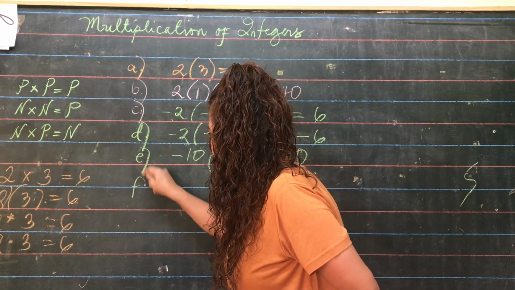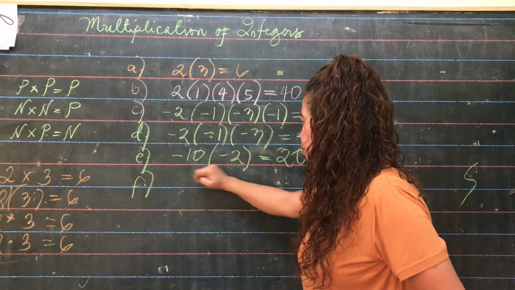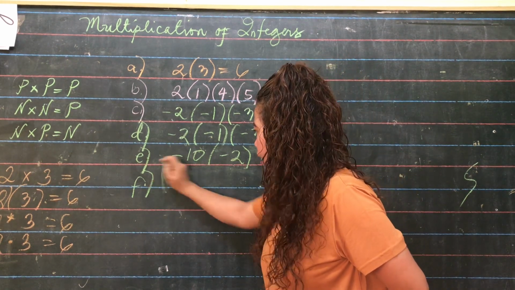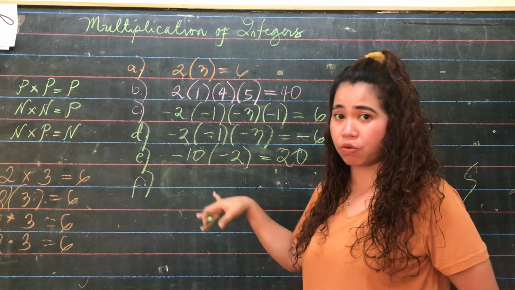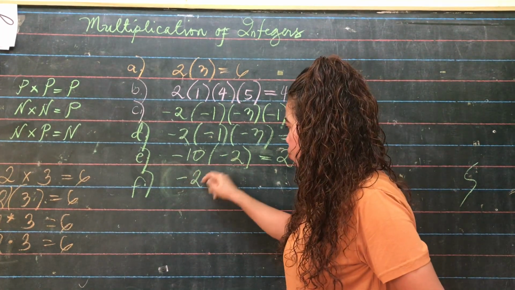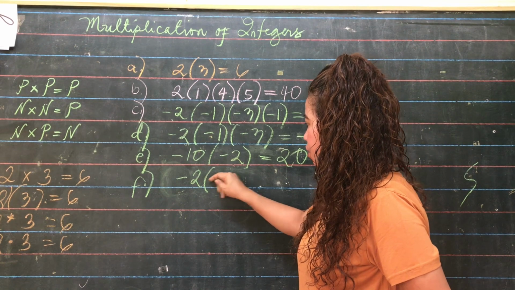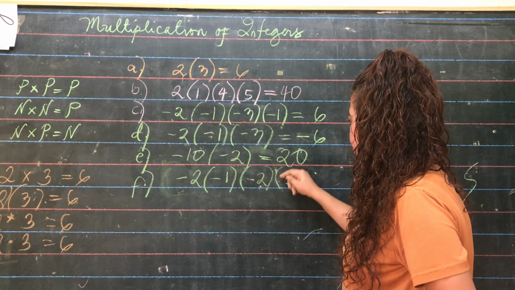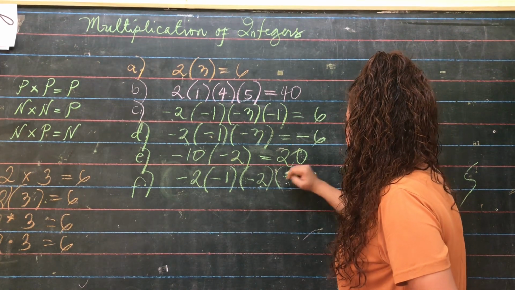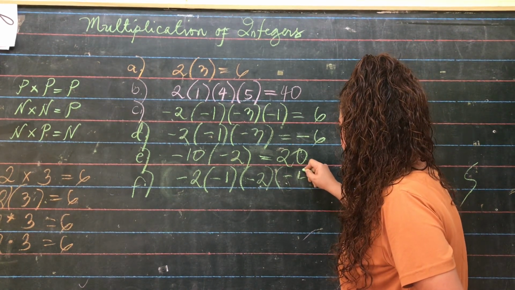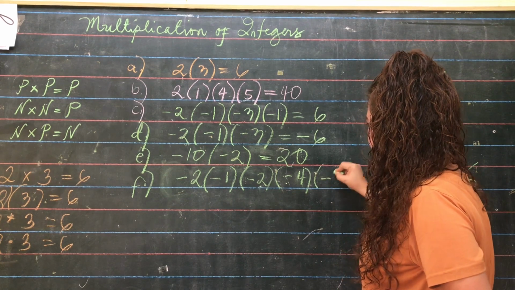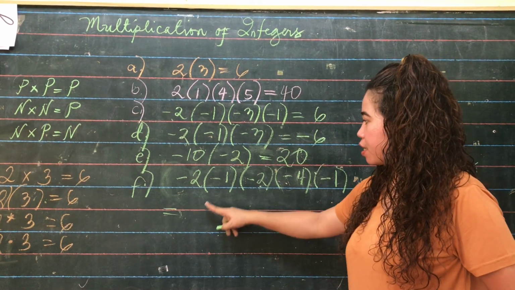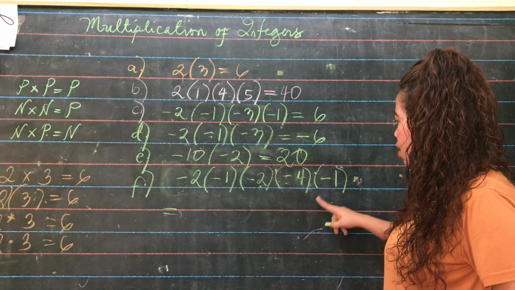Letter F. Puros gihapon negative. Gagmay number lang itong gamiton. Pwede rin na nakakulong, pwede rin dili. Negative 2 times negative 1 times negative 2 times negative 4 times negative 1 equals... 1, 2, 3, 4, 5.